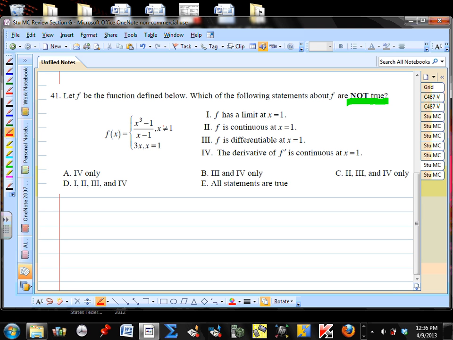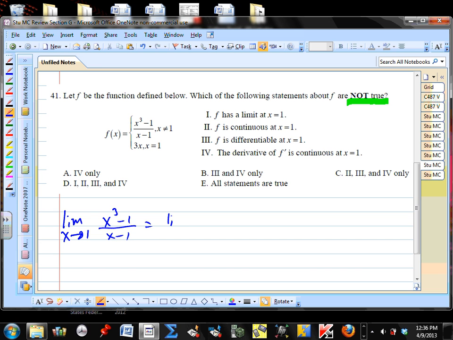Well, let's see, our function is defined to be x cubed minus 1 over the quantity x minus 1 for everywhere except for when x is 1. So let's see what happens here if we can find this limit. As x approaches 1, x cubed minus 1 over x minus 1.